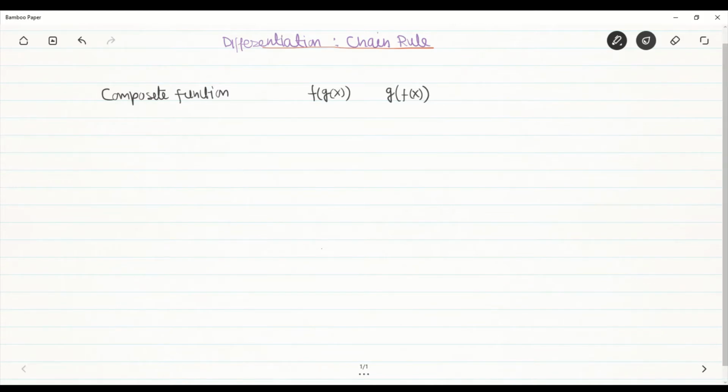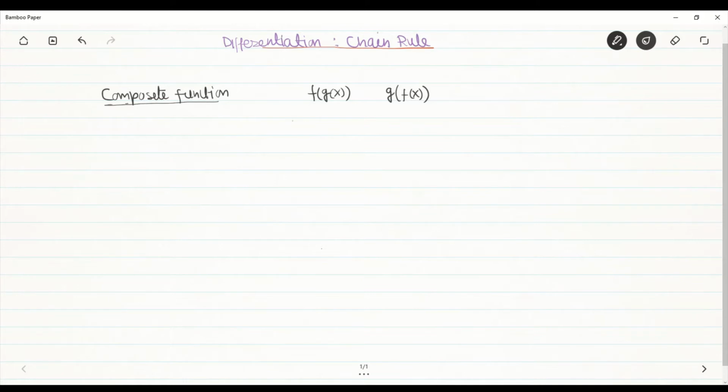It is applicable whenever you have to find the derivative of a composite function. Now, what is a composite function? The function is written in the mathematical form as f of g(x) or g of f(x), or it can be f of f(x) or g of g(x) also possible.